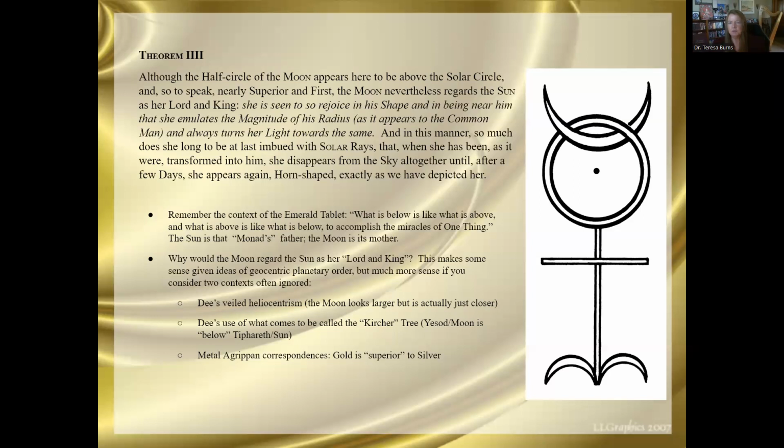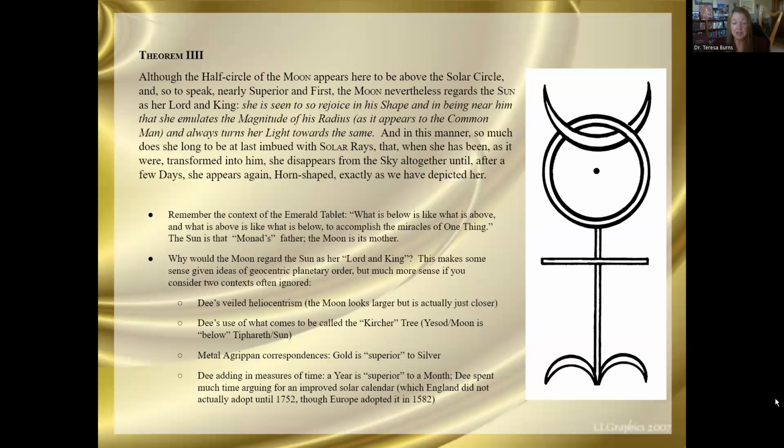That is, gold is superior, more valuable than silver, gold being associated with the sun and Tiferet, silver to the moon and Yesod. Something else here is that Dee is going to be adding in measures of time. In an ideal world to Dee, time measures and geometric measures, spatial measures, become the same. So why would a year be superior to a month? Well, one solar year, 365 days, is bigger, like the sun is bigger. A month is about, the moon rotates in about a month, 28 days. So that's a shorter time period.